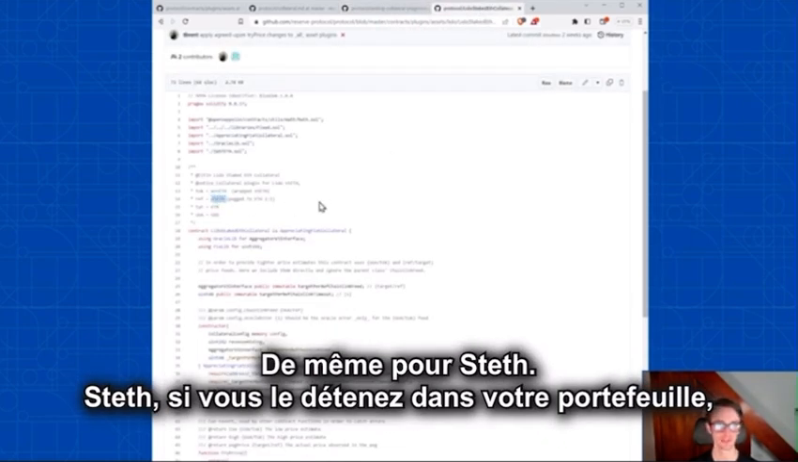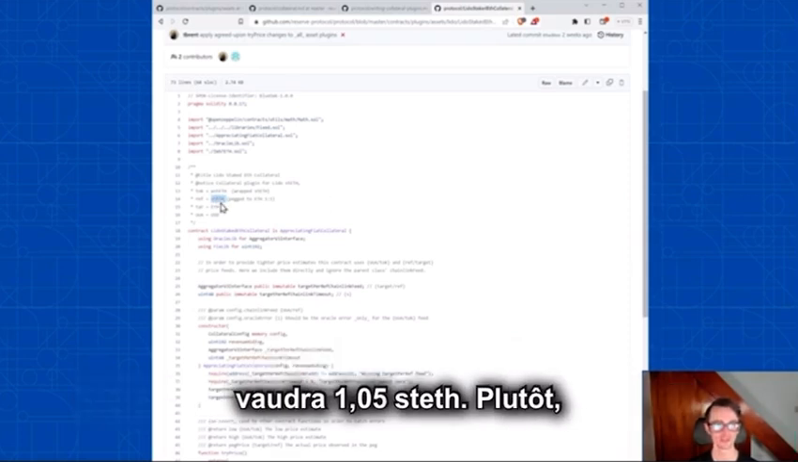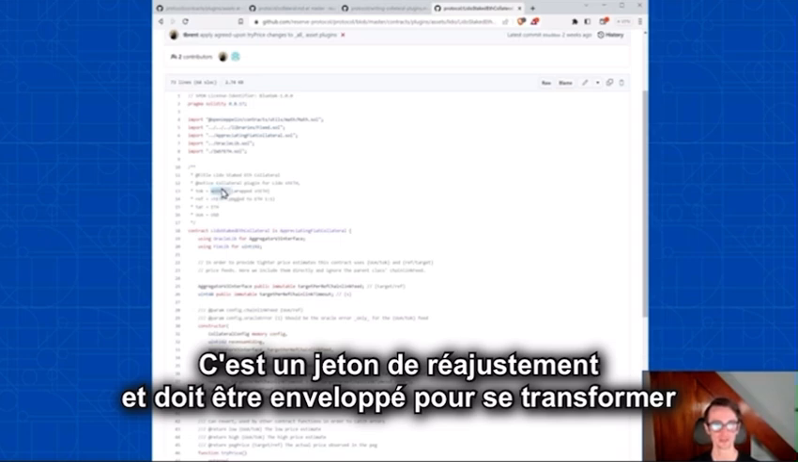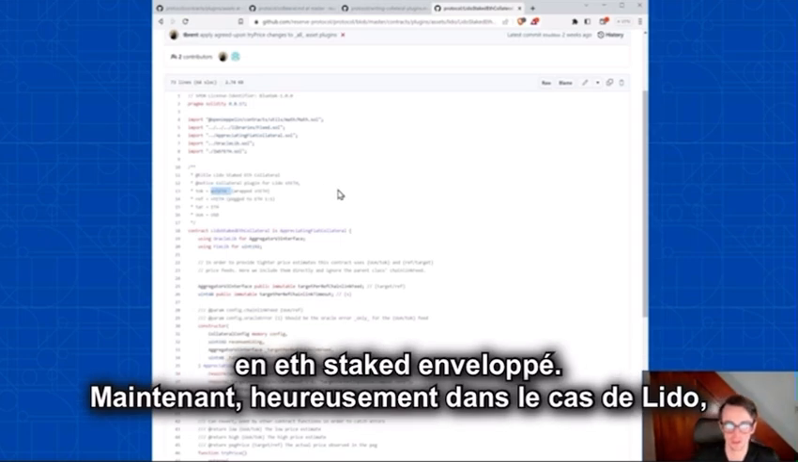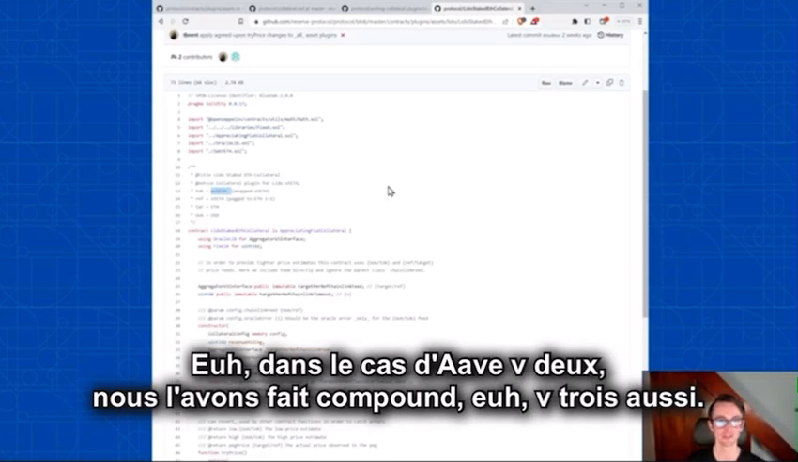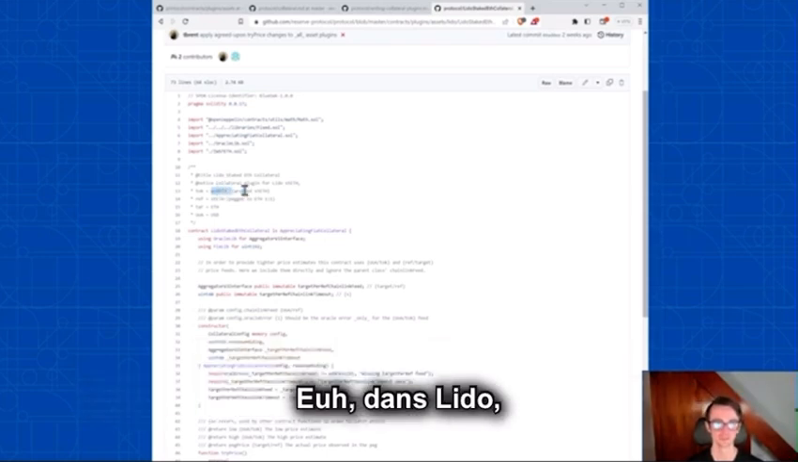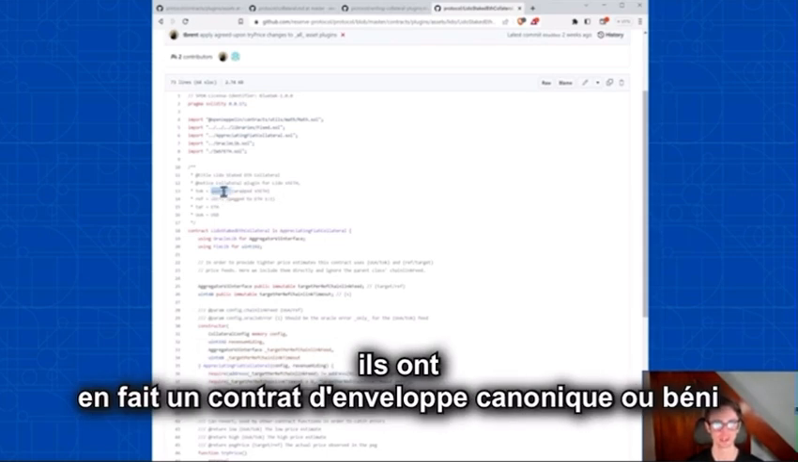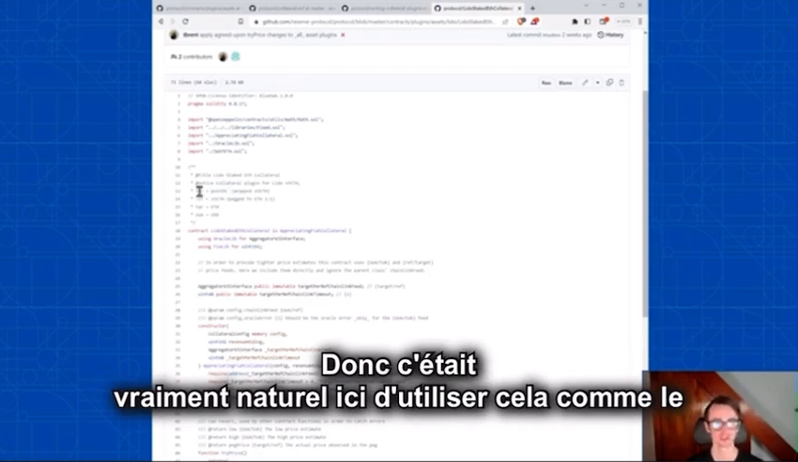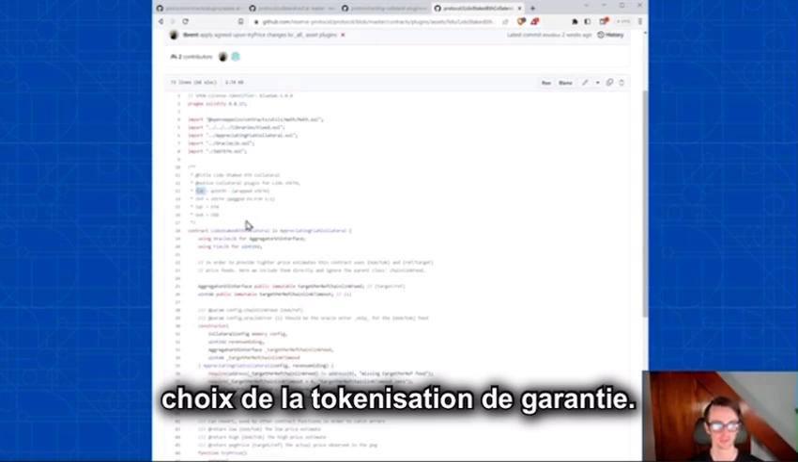Likewise, for stETH, if you hold it in your wallet, the balance of stETH in your wallet will be 1.05 at the end of the year. This is a rebasing token and needs to be wrapped to turn into wrapped staked ETH. Now, fortunately, in Lido's case, we don't have to write the wrapper contract ourselves. In the case of Aave v2, we did, Compound v3 as well. In Lido, they actually have a canonical or blessed wrapper contract that everyone uses, which is really nice. So it was really natural here to use that as the choice of collateral token.